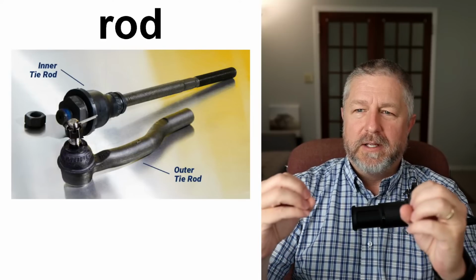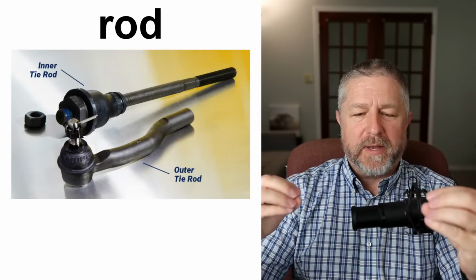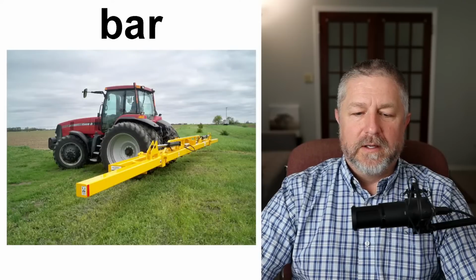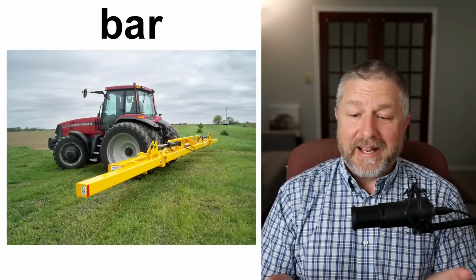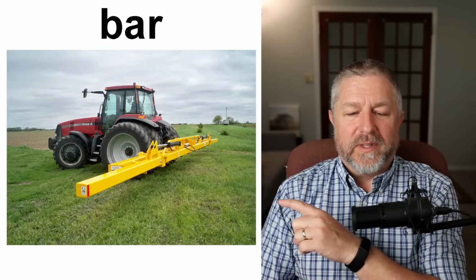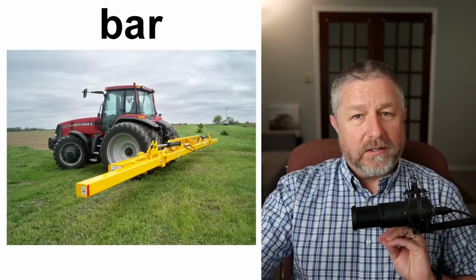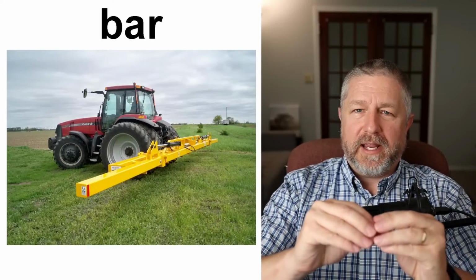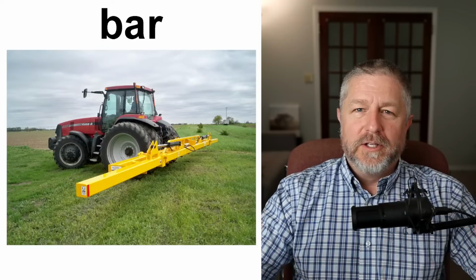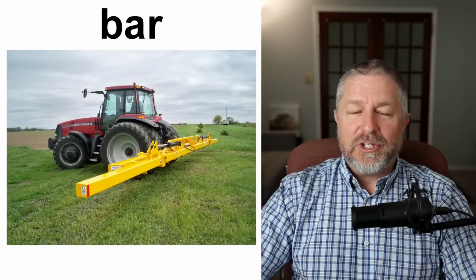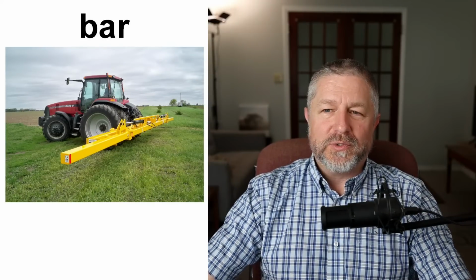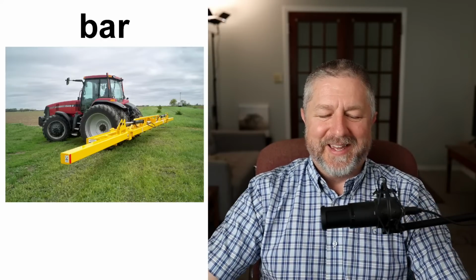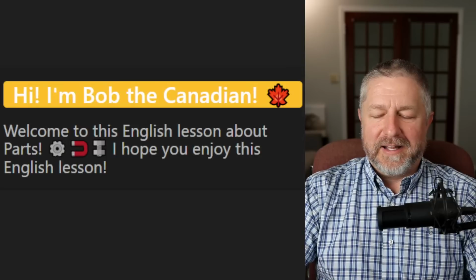So any kind of straight piece of metal that connects two things, we would call a rod. And then the general term for anything else would just be a bar. So this piece of equipment has a long bar along the back. If you were to look in the back of my van, there is a bar that goes across. So this is probably just a general term that we often use to describe anything long that's between two other things.